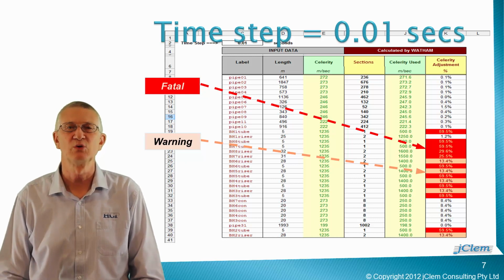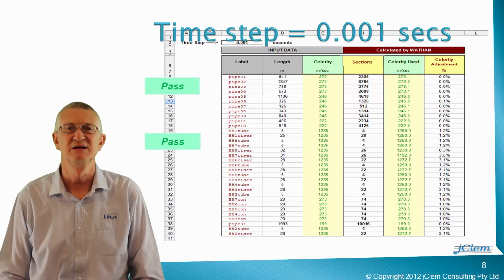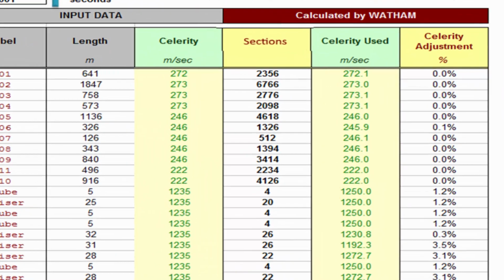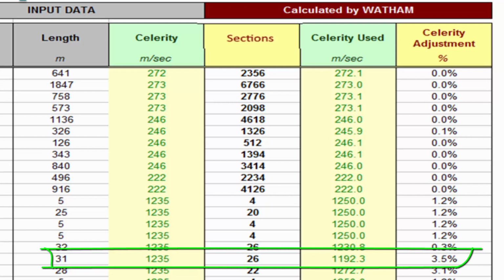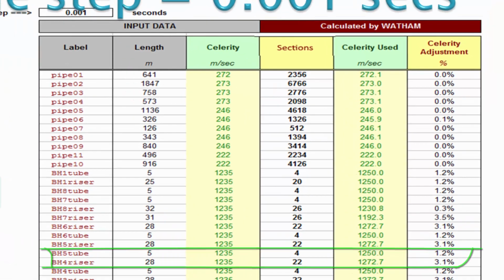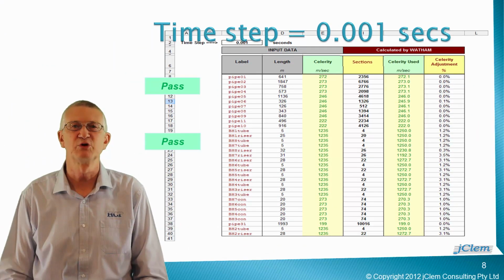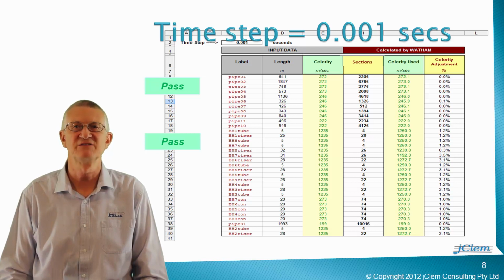Now looking at the consequences of using a calculation time step of 1,000th of a second. With this very small calculation time step, we can see that all pipes will have a whole number of water sections and acceptable adjustment of celerity values. The largest celerity adjustment is 3.5%, and most values are very close to the input celerity. With very fast and powerful computers available in engineering offices, the most practical approach to achieving the required level of accuracy is to use a sufficiently small calculation time step.